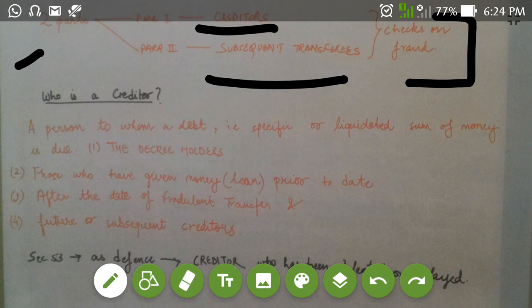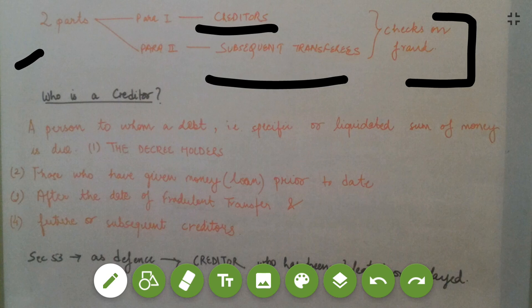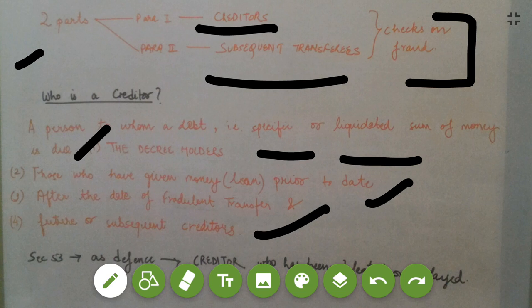Okay. Now, I've been talking about creditors. Let us see who is a creditor. A person to whom a debt, that is a specific or liquidated sum of money, is due. For example, the decree holders, those who have given money or loan prior to the date and after the date of the fraudulent transfer, and future or subsequent creditors. Now, there was a case of Musahar Sahu versus Hakim Lal. It is provided in, I guess, every book of TPA which you read. So, read it if you want to. And the exceptions I have already told you.